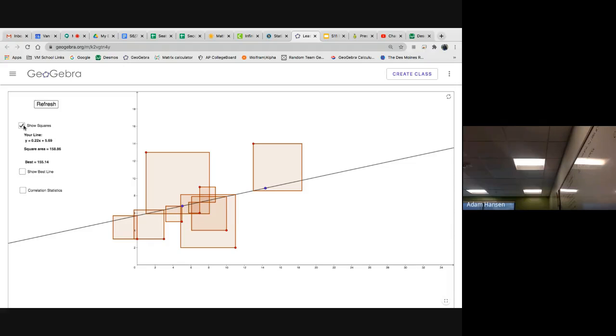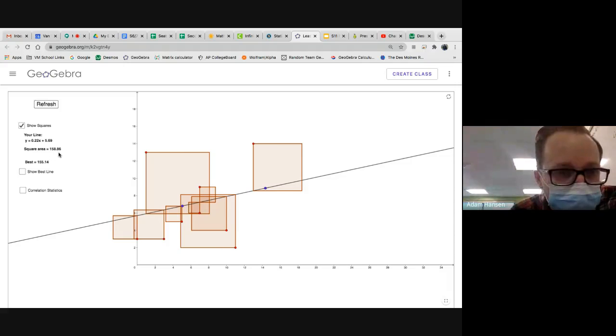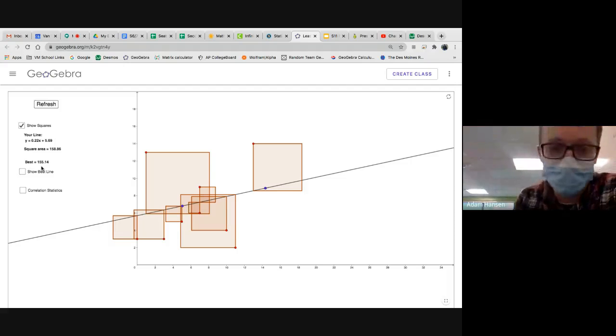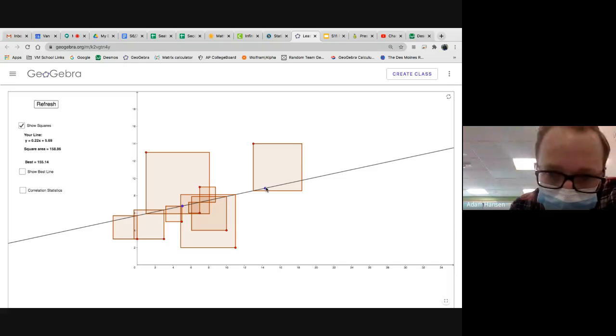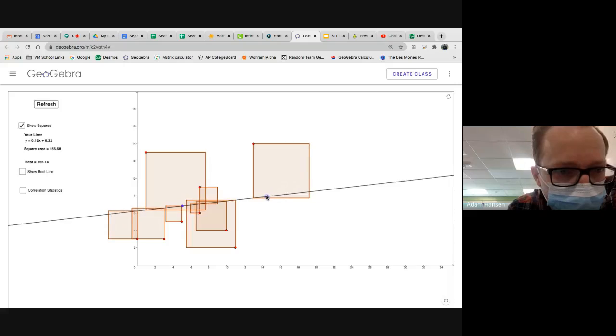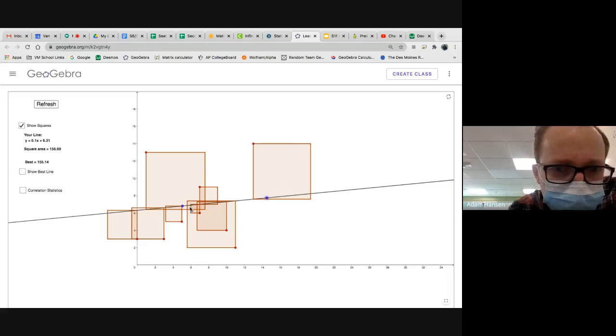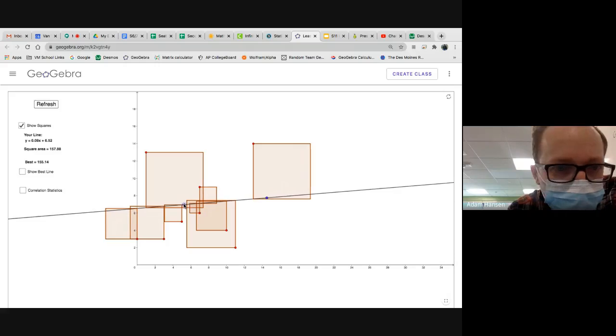Okay. Now, my trend line has a square area of 158.86. The best is 155, so I'm pretty close, but I can get even better by reducing the total squared area shown in red. So let's see if I can move these points around a little bit. Getting closer. 156. That's pretty good. Let's use the other point.